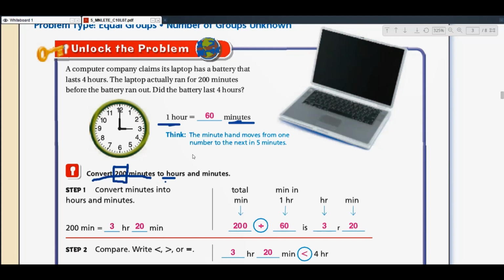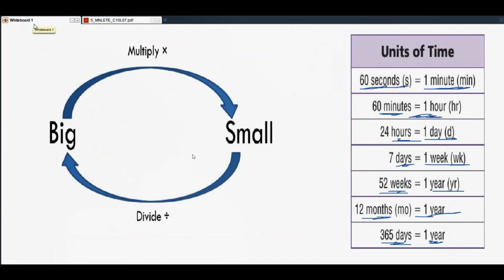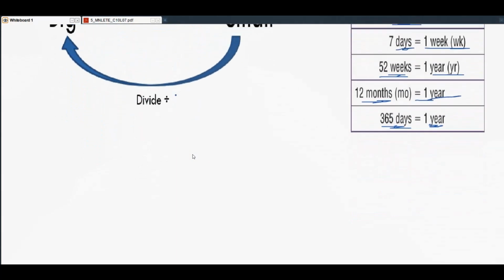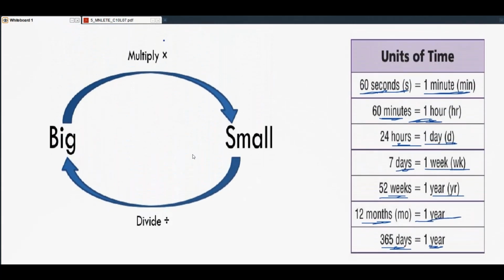Okay, let's divide it. 200 divided by 60. If you want to divide it by long division, it's okay. If you want to do it by your mind, it's okay, but you have to write the steps to understand how we can get the number of hours here. So let's move to our board here. We have here 60 minutes equal 1 hour. Okay, let's make a new page here.